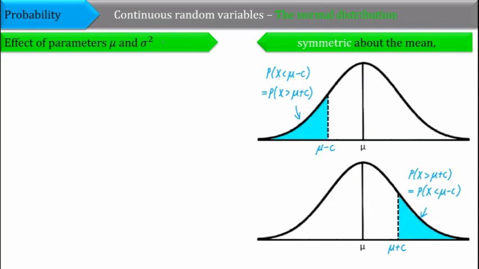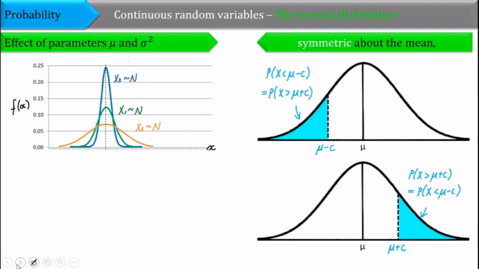Right, let's see the effect of the parameters mu and sigma squared. I said, and we saw also from a previous session, that mu is a measure of location, so it tells us where the distribution is situated, or where most of the data is situated. Sigma squared is the spread, so it tells us the size of the distribution, how much it's spread out over the axes.